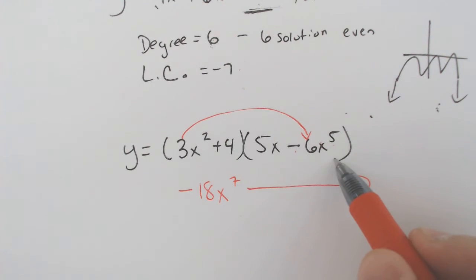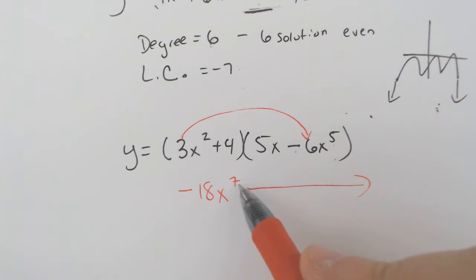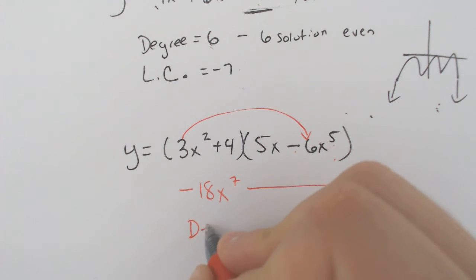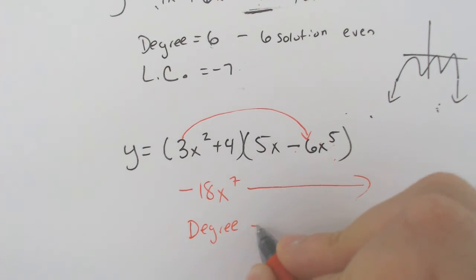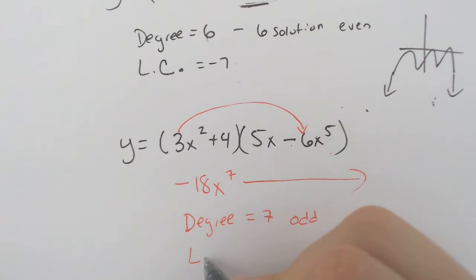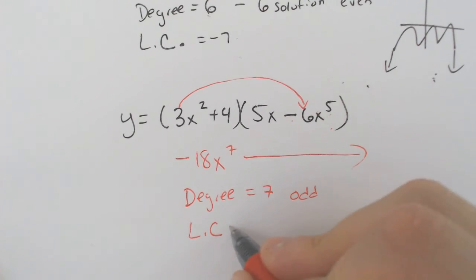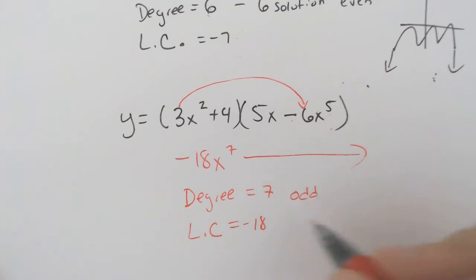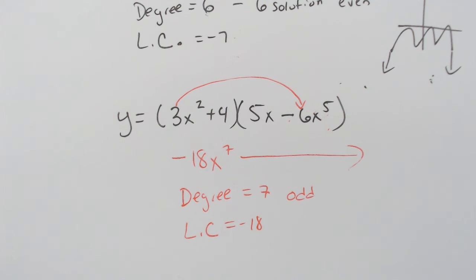That is going to be the only time we get an x to the seventh, and it will be our degree of 7, which is odd, and our leading coefficient, which is negative 18, which is negative, and that part would tell us that it goes down from left to right again. Okay? So that's just a short, quick one for you.